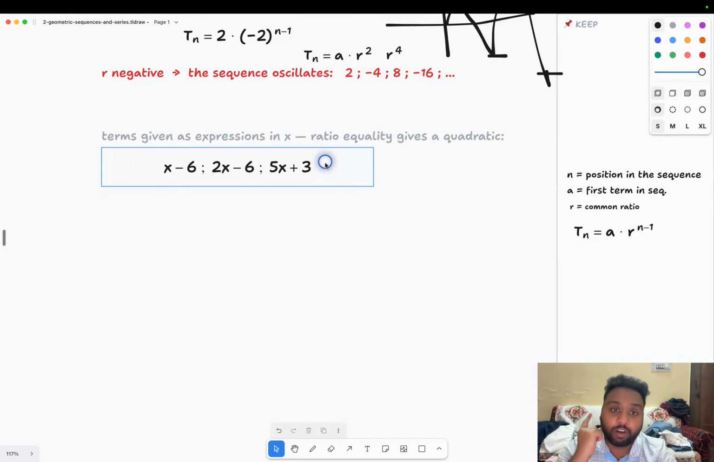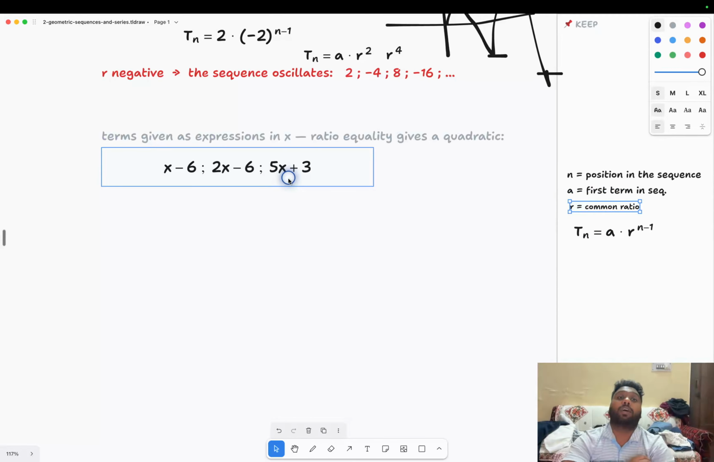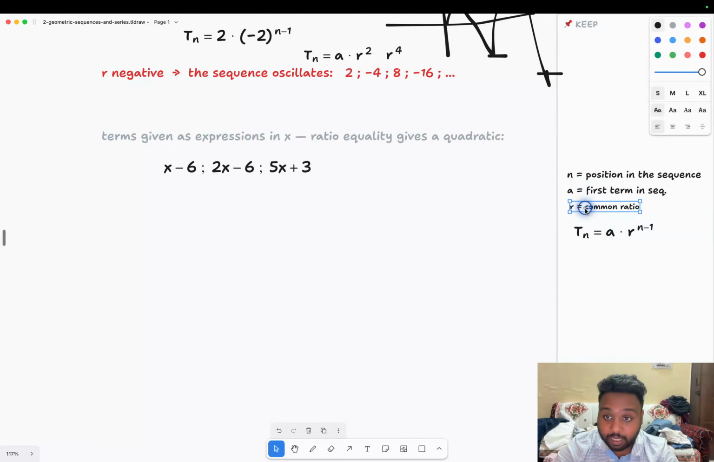Because we have only one variable, we need only one equation to solve it. If you guys remember, in a similar question in arithmetic sequences, we derived the common difference by subtracting one term from the next term. But in the case of geometric sequences, we are going to use the logic of common ratio, and we are going to write this sequence in a way so we can derive r from it.